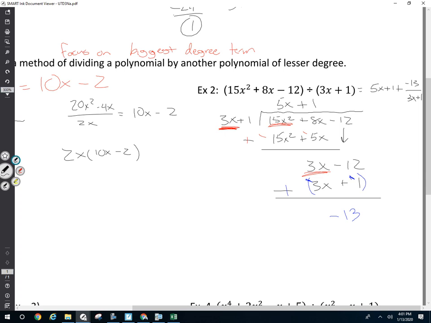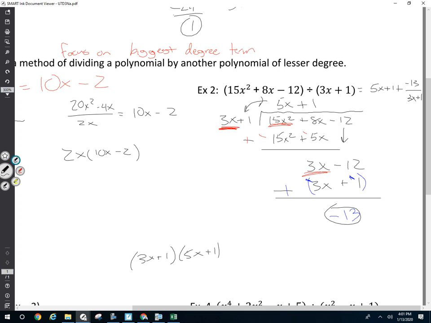Now, I don't like this answer. This answer doesn't make much sense because I'm not sure how I can check this answer. But watch what you can do. Take this, multiply it by this, and add this. 3x plus 1 times 5x plus 1. Go ahead and multiply those together for me. We just practiced this before our quiz. We should be able to do it.